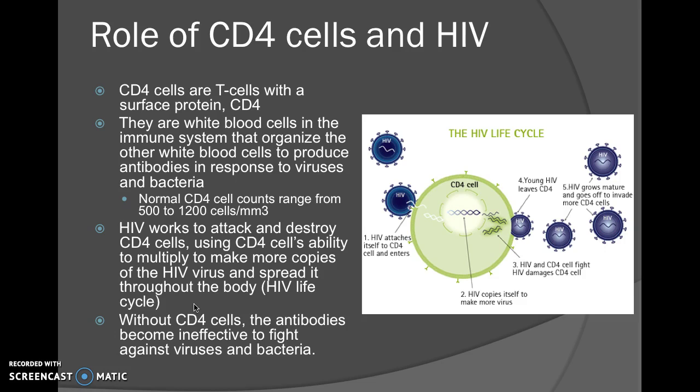HIV works to attack and destroy CD4 cells using the CD4 cells' ability to multiply to make more copies of the HIV virus and spread it throughout the body. This process is known as the HIV life cycle and is shown in the picture on the right. Now, without CD4 cells, the antibodies become ineffective towards fighting against viruses and bacteria.